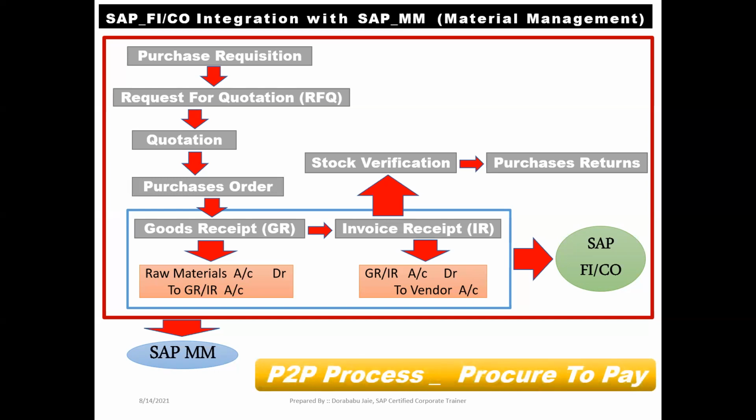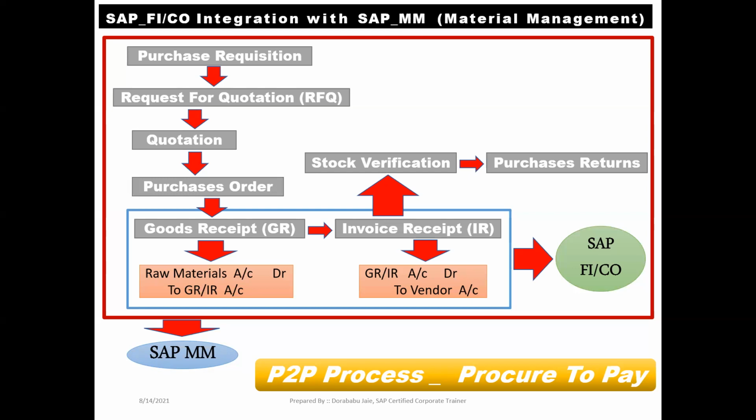P2P stands for procure to pay. The total procurement is controlled by the SAP MM team, and payment is done by the SAP FI team at our SAP FI level, in accounts payables. In accounts payables, our SAP FI end user will make the payment on the due date to the respective vendor against the invoice.